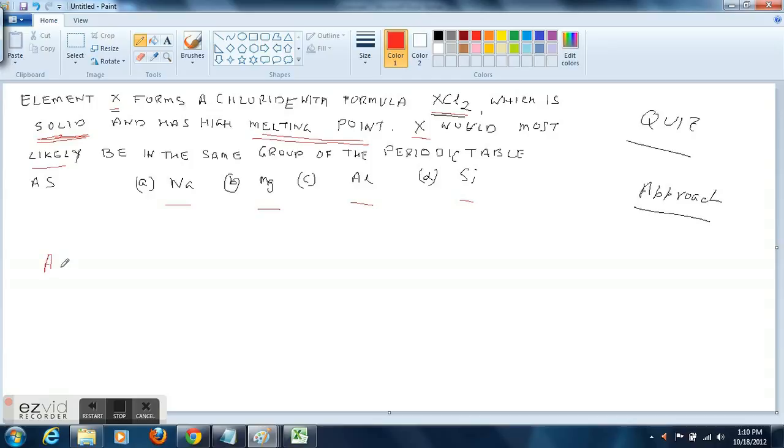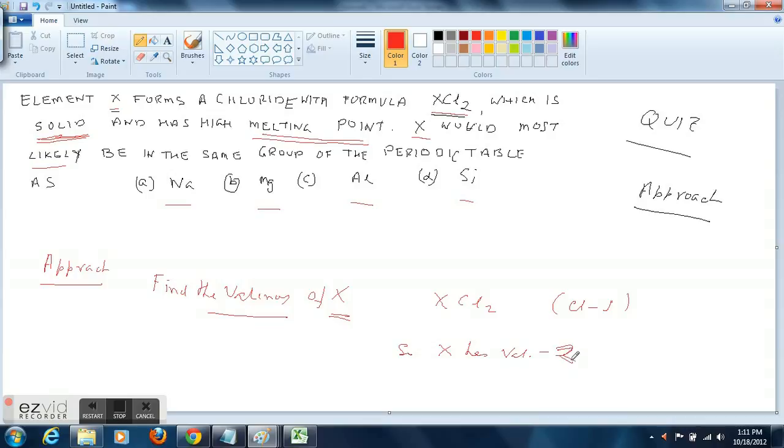Now let us talk about the approach. What is the approach you are going to take here? The first approach is to find out the possible valency of this element. Find the valency. Now see, the formula of the chloride is XCl2. We know that chlorine has a valency of 1. So if the formula of the chloride is XCl2, that means the element X has a valency of 2. Only if the element has valency 2 will the chloride be XCl2. So now we know that element X has a valency of 2.